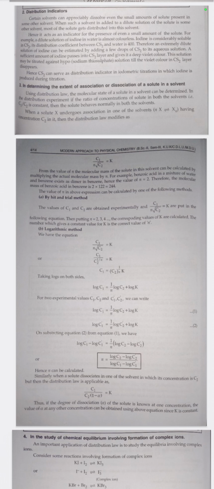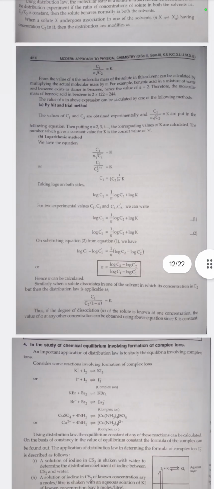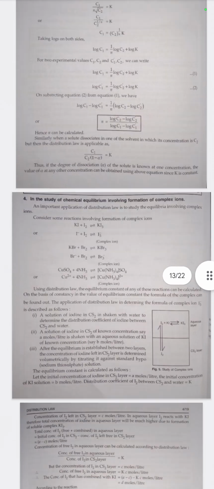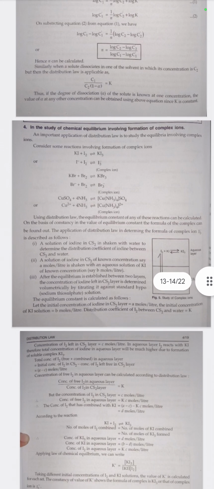Similarly, when a solute dissociates in one of the solvents in which its concentration is C2, then the distribution law is applicable as C1 upon C2 into 1 minus alpha is equal to K. Thus, if the degree of dissociation of the solute is known at one concentration, the value of alpha at any other concentration can be obtained using the above equation since K is constant. Fourth is in the study of chemical equilibrium involving formation of complex ion.